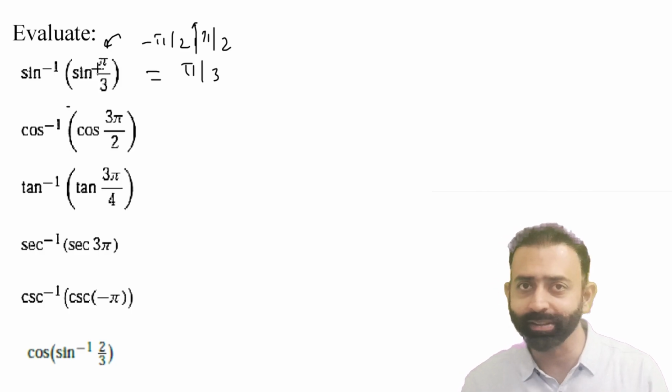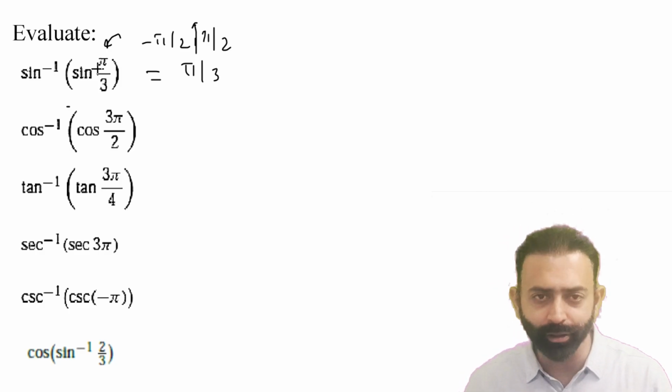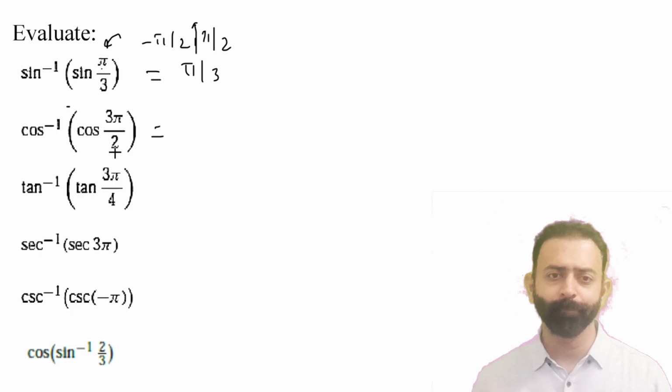Okay, let us do the second one. The things will become more clear to you. In the second part, it says cos inverse cos 3 pi by 2.